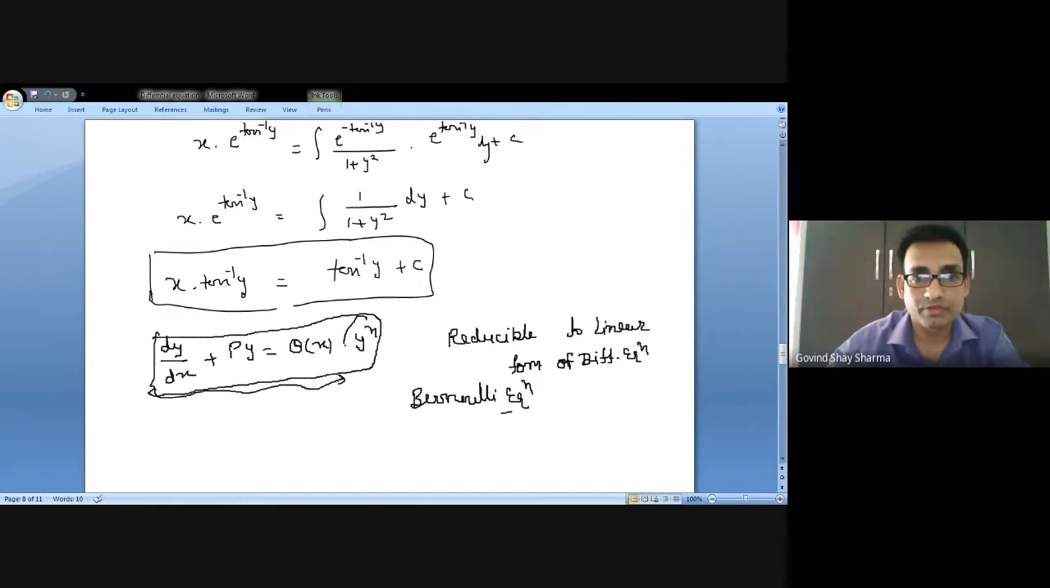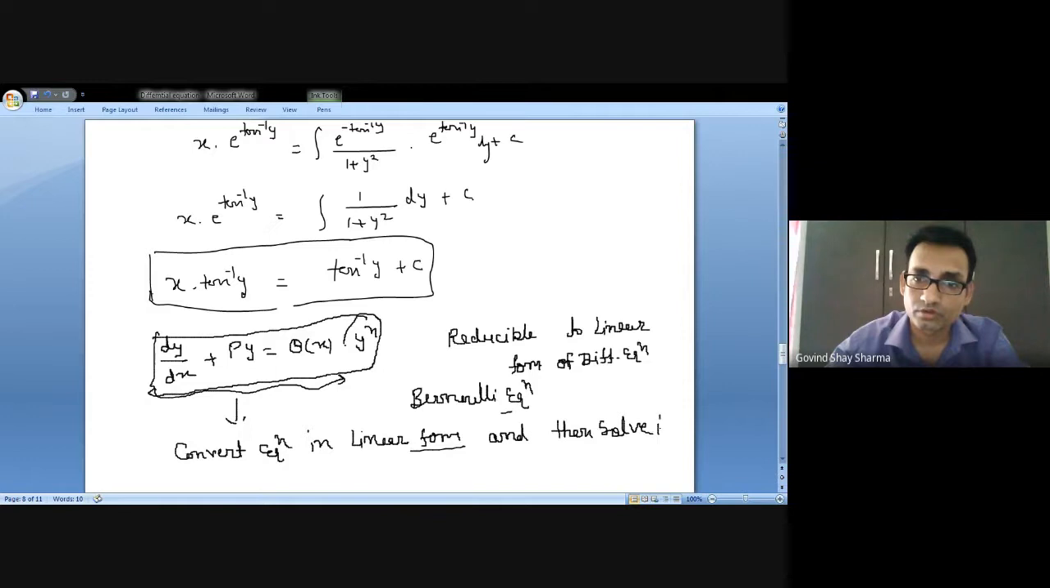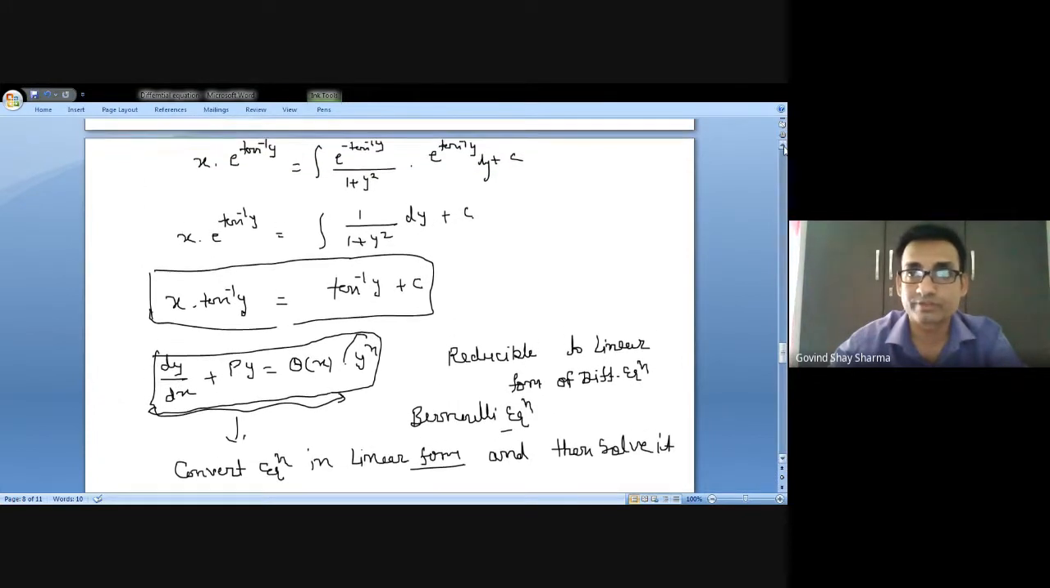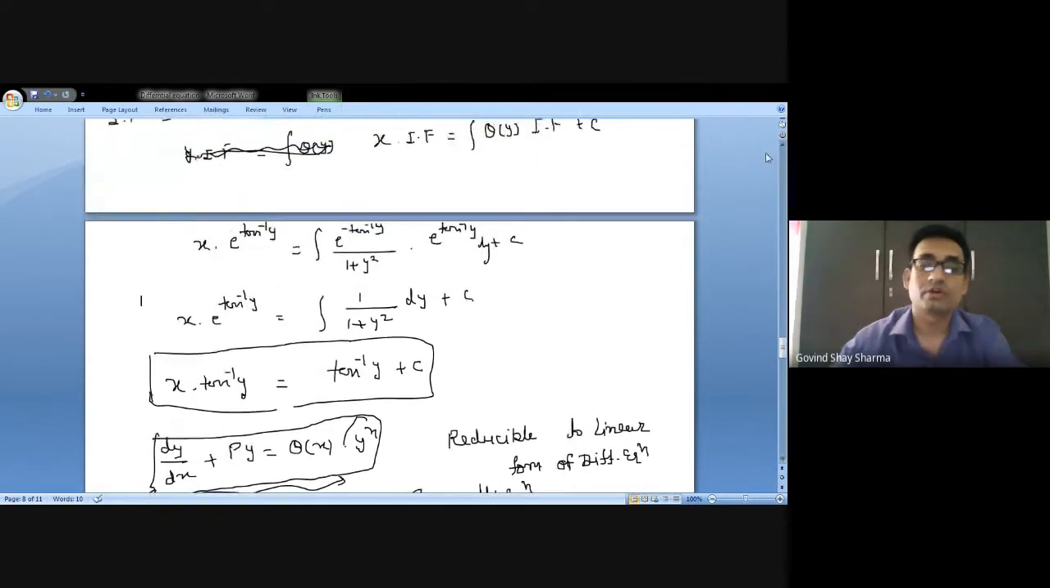This equation will be converted. First, we convert the equation to linear form, and then solve. Okay. So today we have discussed two examples of linear differential equation. This is very helpful. The second example is very important for your exam. Okay, and now we come to the quiz.